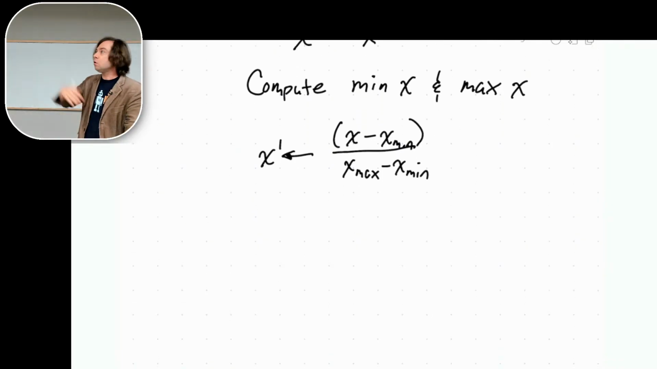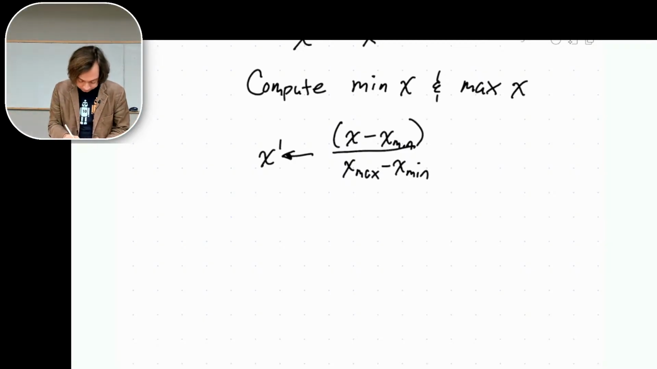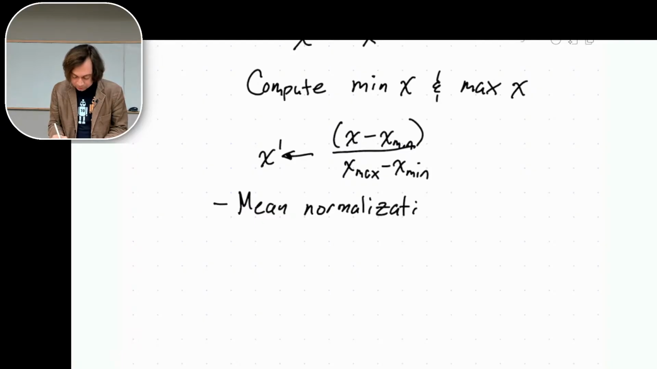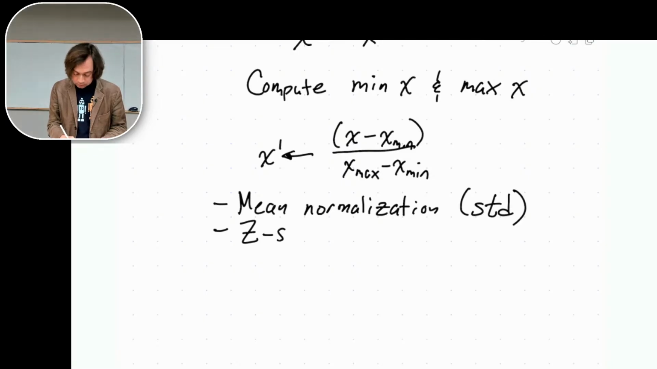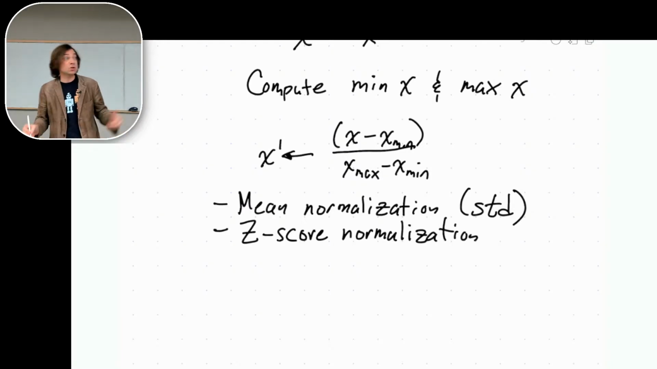Okay, you can also do more statistical procedures. You can also do mean normalization, where you scale it to the mean, also potentially your standard deviation. Similarly, something called z-score normalization. Taking statistics courses, you might have seen a z-score. Well, surprise, statistics, normalization, z-score.